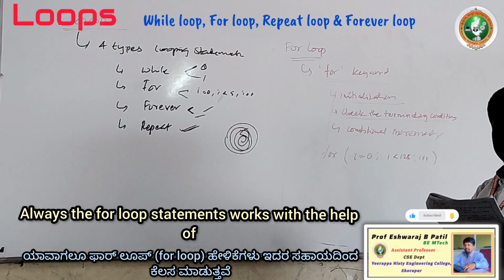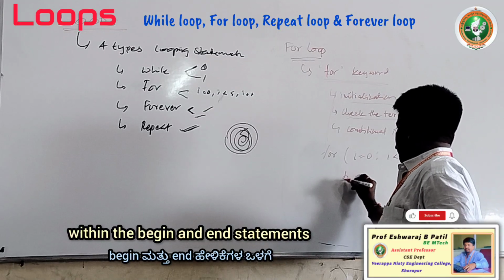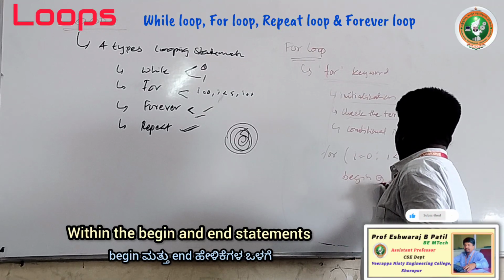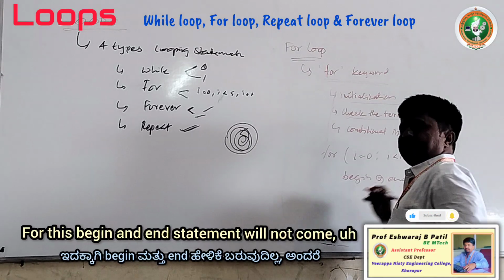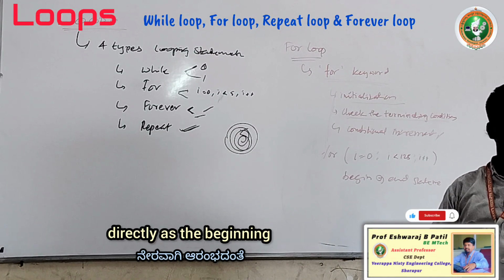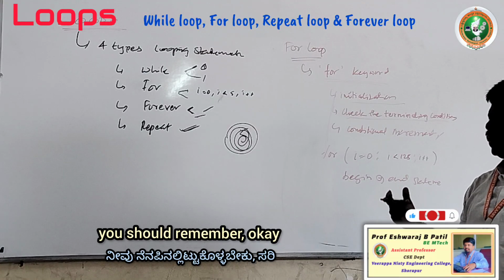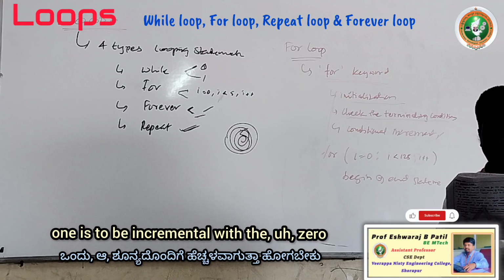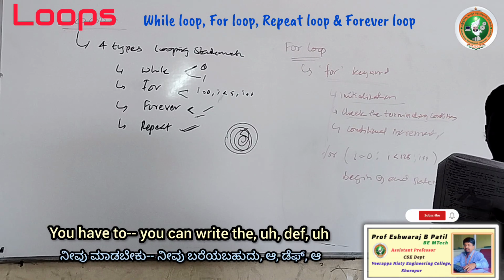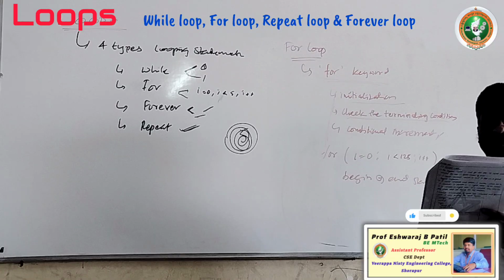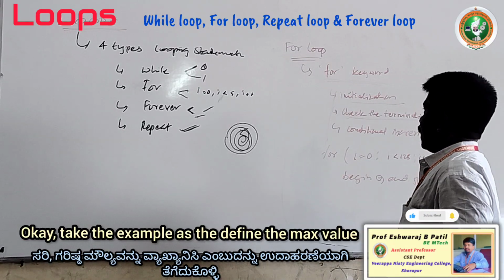Always for loop statements work with the help of begin and end statements, within the begin and end statements. The begin and end statement will not come directly as begin; I need the initialization first. You should remember this. For example, writing the program for this one to be incremented from 0, you can define the max value. Take the example as define the max value.